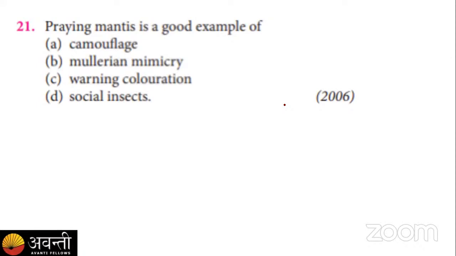We know these praying mantis, right? These praying mantis are the prey which are present on the tree bark, right? These are the moths. We have discussed them in the evolution chapter. So they are a good example of what? Camouflage, Mullerian mimicry, warning coloration, or social insect. According to you, what is the correct answer?